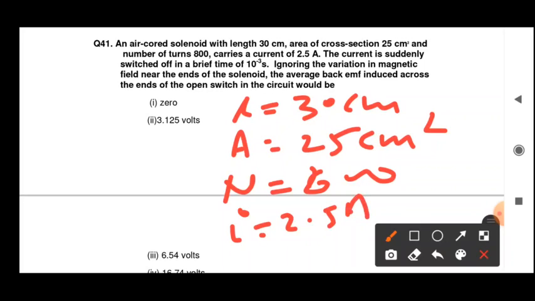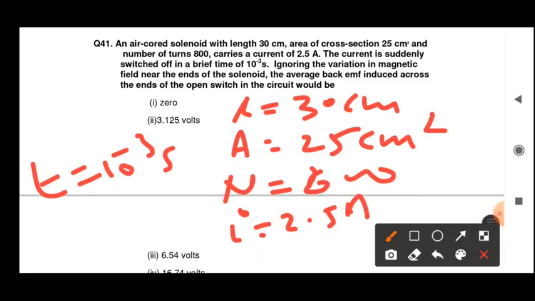Now the current is suddenly switched off in a brief time of 10 power minus 3 second. Then, ignoring the variation in magnetic field near the end of the solenoid, the average back EMF induced across the ends of the open switch in the circuit would be. This is the topic of sudden change in flux, and due to the change in flux, what will be the value of EMF. So first we have to find out the initial flux and the final flux.